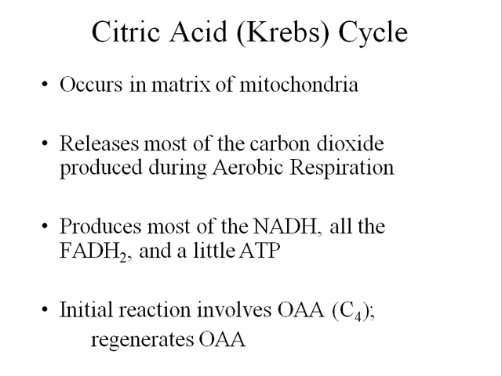The acyl group produced during the preparatory reaction next enters into the Krebs cycle, also called the citric acid cycle. This cycle produces a lot more NADH. Another nucleotide similar to NADH, called FADH2, is also produced, and a little bit of ATP. This is also when most of the carbon dioxide produced during aerobic respiration is released, twice as much carbon dioxide as during the preparatory reaction.